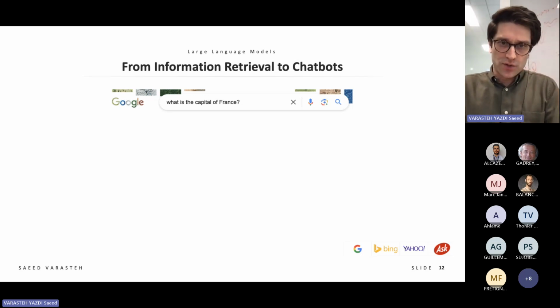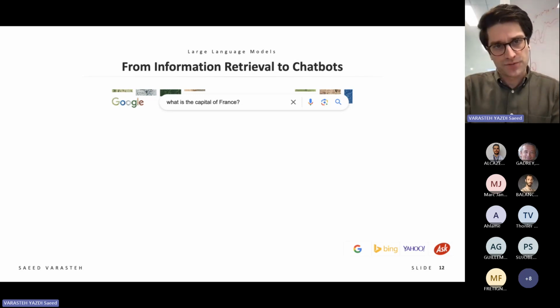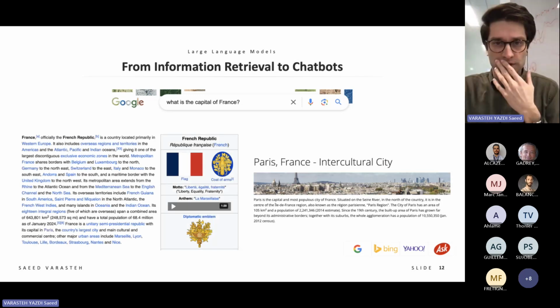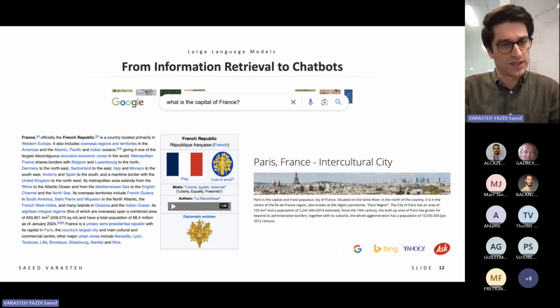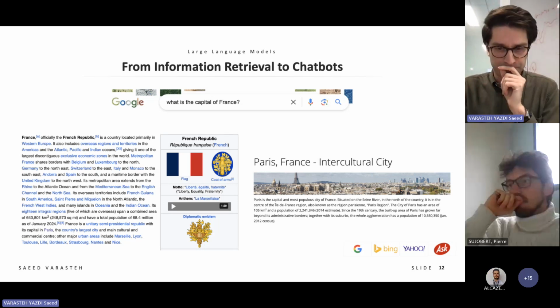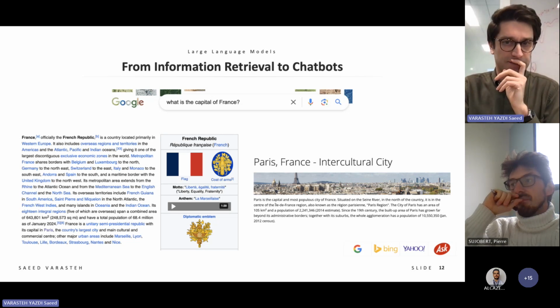If you take a search engine like Google, and you use a query like this, what is the capital of France? Probably if you click on search, you will receive some relevant web pages where you can find your answer. So it's up to you then to click on those web pages and find your answer. This is what we call an information retrieval question answering system.